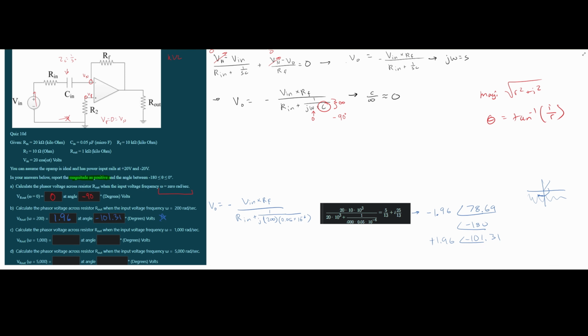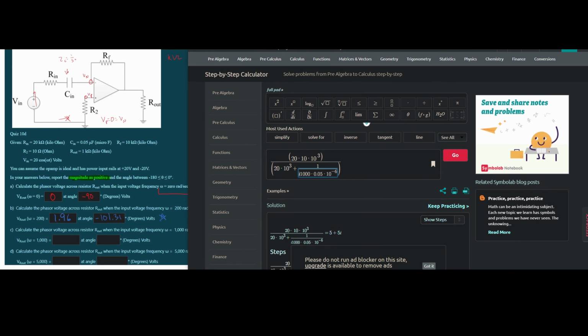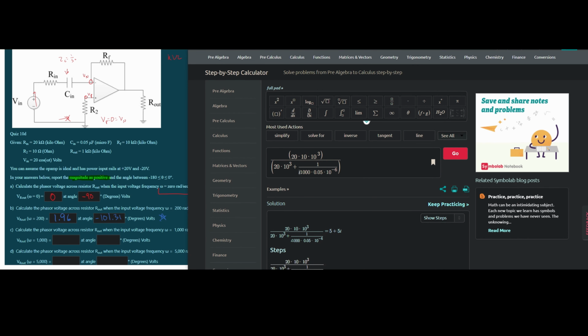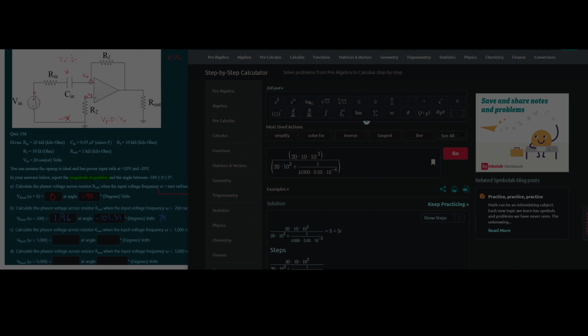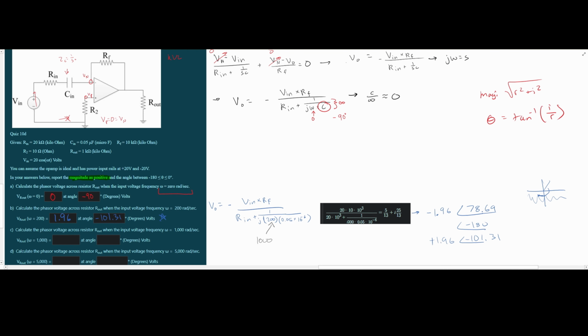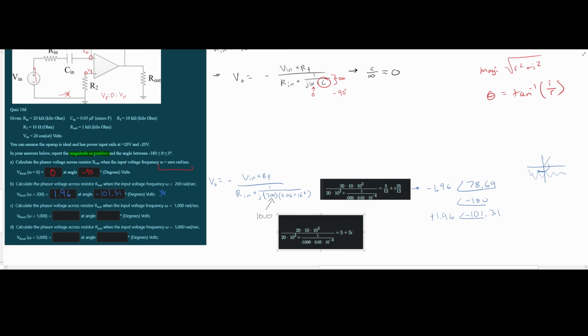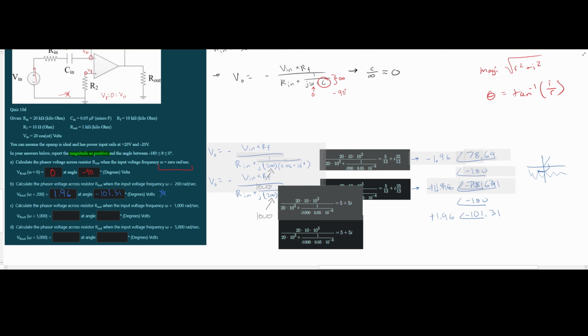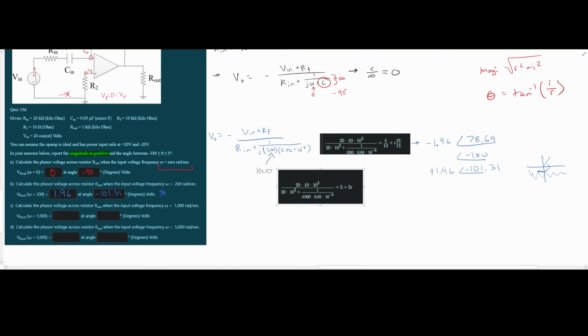Now we can look at C. The only difference with C is that we're going to be replacing this value with 1000. I'm also going to plug this into Symbol Lab, just like this, and we are going to get 5 plus 5i. So that is going to be the complex or rectangular form for this problem, and then we could just put it in right here for this gray part. Also going to move this up just so we have more space. So this is going to be for the gray, which is for part C.